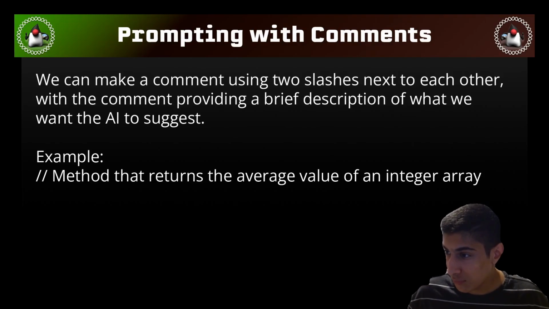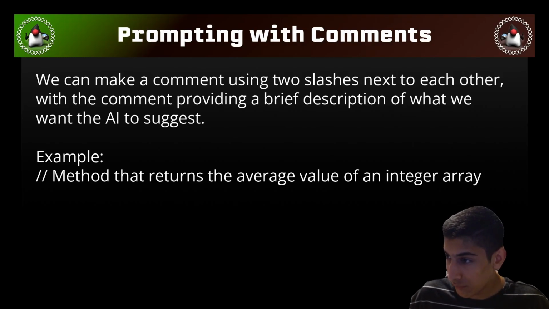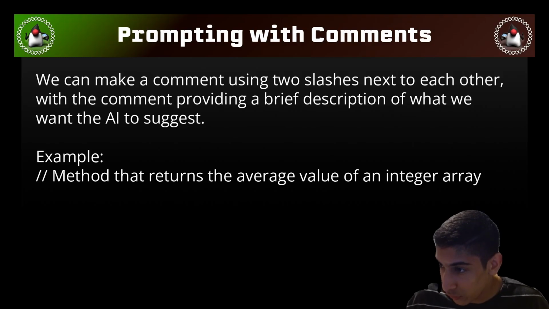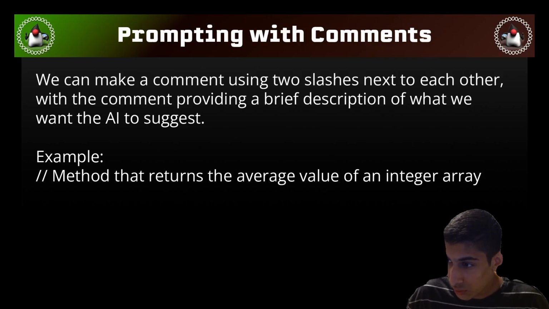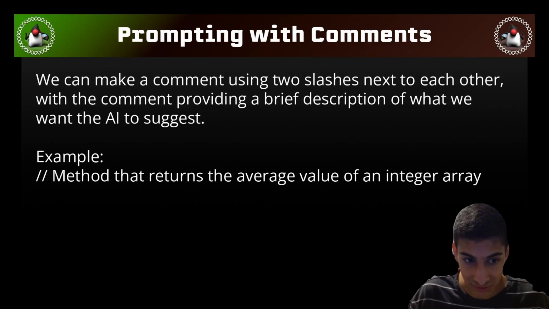So we can create a comment in Java using two slashes next to each other, and then afterwards we can write down text that provides a brief description of what we want the AI to suggest. And so once the two slashes are there, Java will see the line and just ignore it. It basically just serves as a way for us to note down what code is actually doing, which is much easier for navigating code bases.